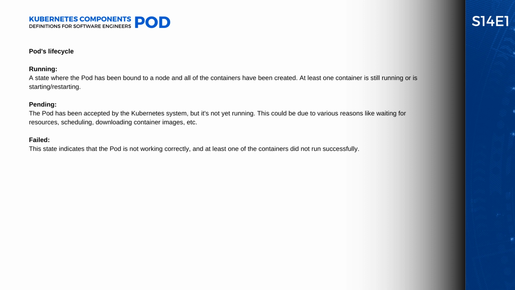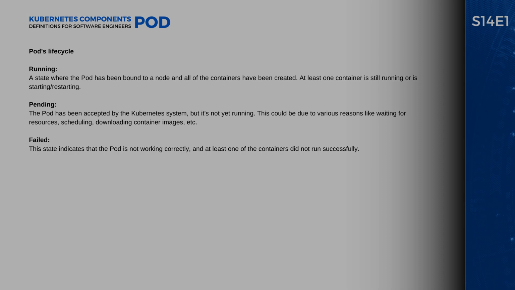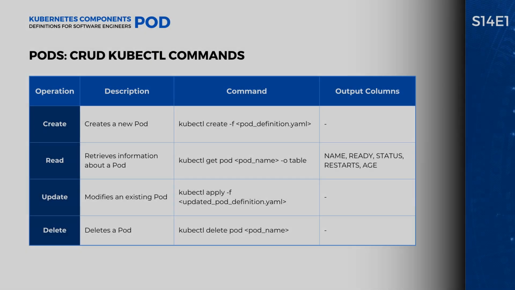Pod's life cycle. Running. A state where the pod has been bound to a node and all of the containers have been created. At least one container is still running or is starting/restarting. Pending. The pod has been accepted by the Kubernetes system, but it's not yet running. This could be due to various reasons like waiting for resources, scheduling, downloading container images, etc. Failed. This state indicates that the pod is not working correctly, and at least one of the containers did not run successfully. Pods, CRUD commands.